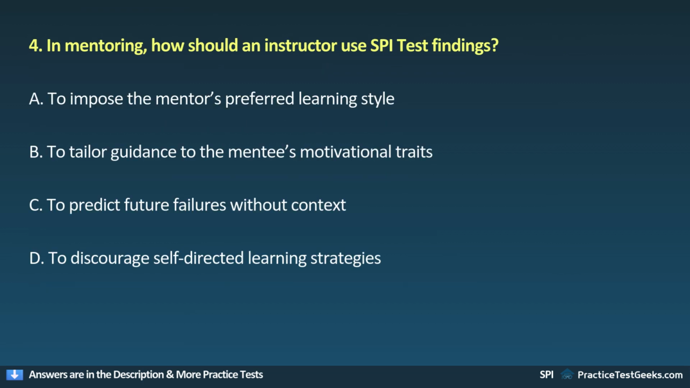4. In mentoring, how should an instructor use SPI test findings? A. To impose the mentor's preferred learning style. B. To tailor guidance to the mentee's motivational traits. C. To predict future failures without context. D. To discourage self-directed learning strategies.